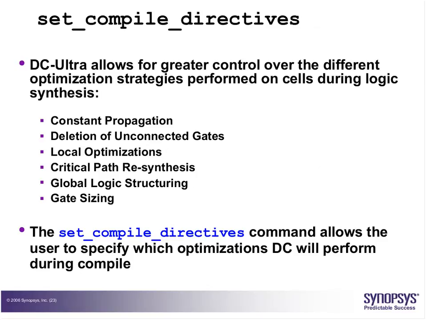DC allows greater control over optimization. Typical optimization contains a lot of stages. DC allows for greater control over different strategies. Some of the strategies are cost, constant propagation, deletion of unconnected gates, local optimization, critical path synthesis, gate sizing, and testing. Now you could individually turn these on and off. By default, all are on. The command to do this is called set compile directive.